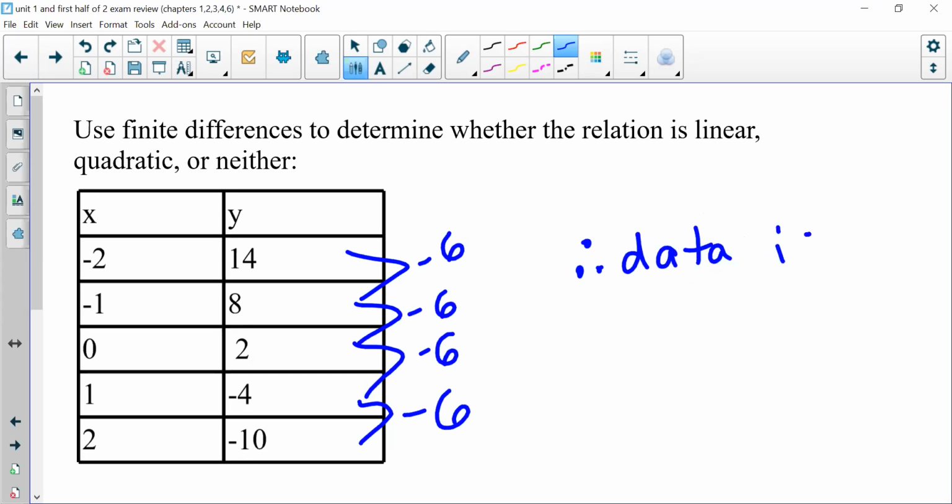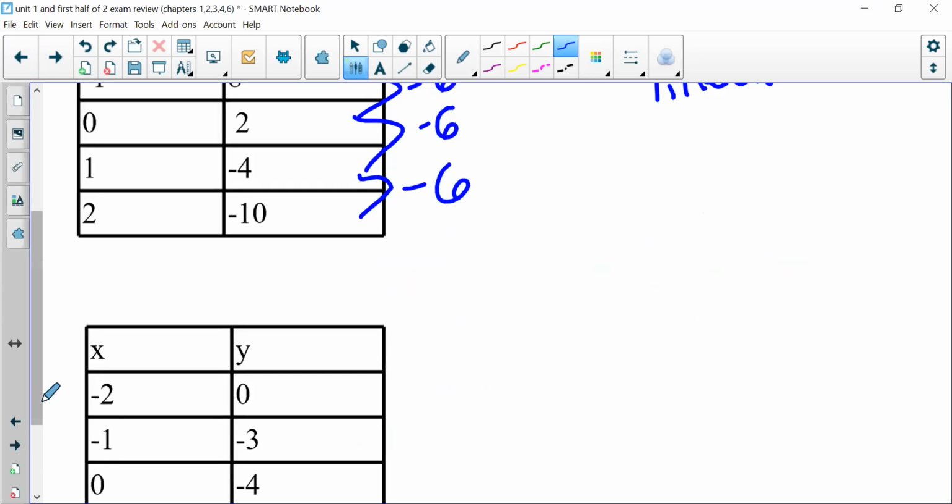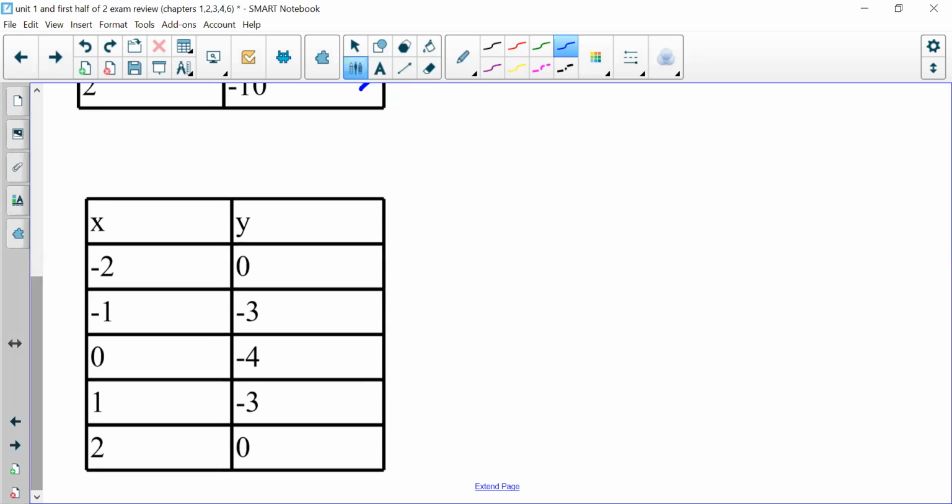Linear. Fantastic. First differences will tell you if it's linear. This decreases at a constant amount, -6, throughout that data chart. Thank you, AG. Here's your second chart. How do we know if this is linear, quadratic, or neither? AG already did one. Who else would like to do one?